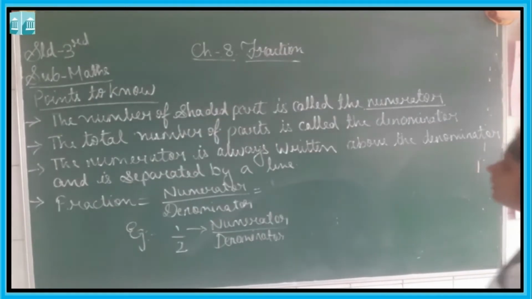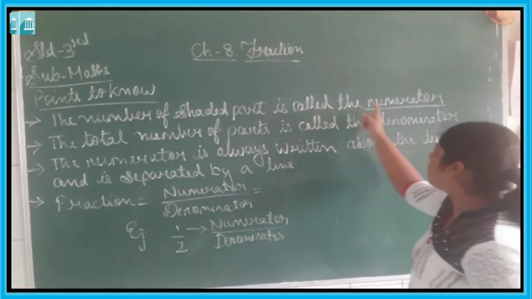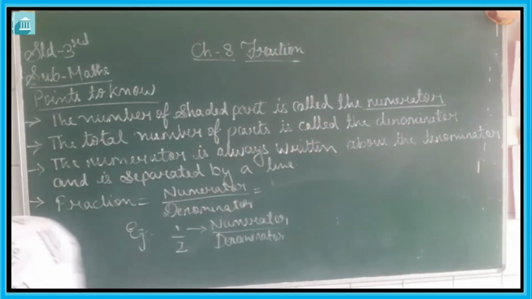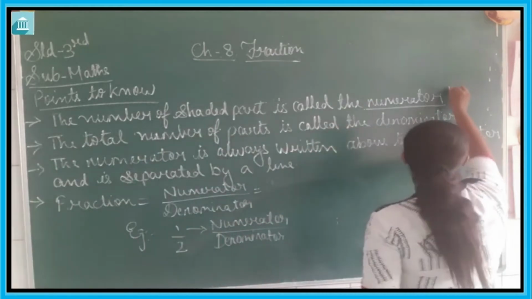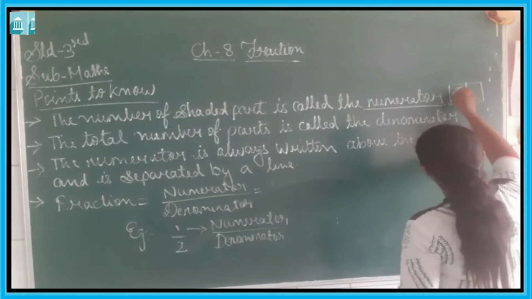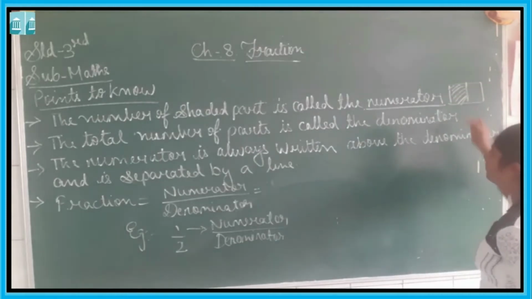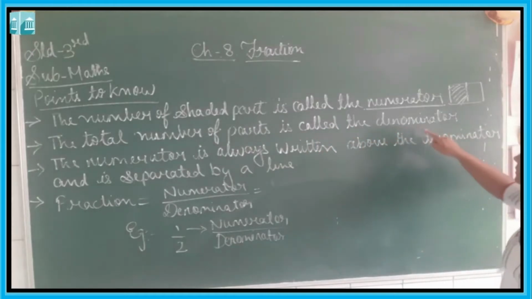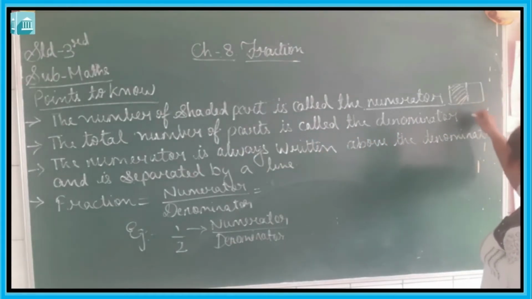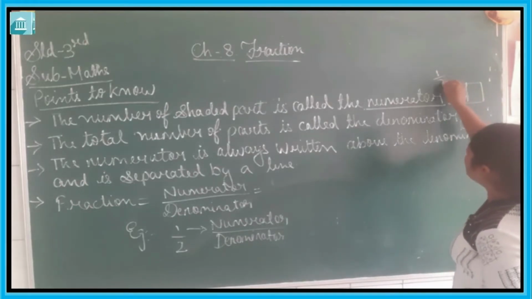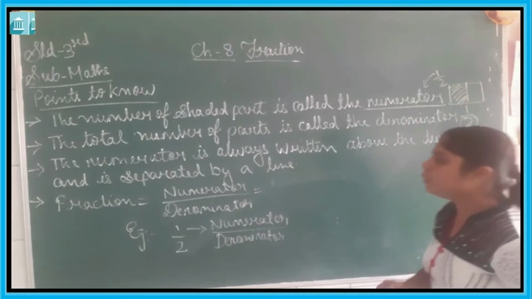The next point is that the number of shaded parts is called the numerator. For example, this part is called the number of shaded parts. The part which we have shaded is the numerator. The total number of parts is called the denominator. How many total parts are there? 2. 2 is called the denominator and the shaded part is 1. So 1 is called the numerator.